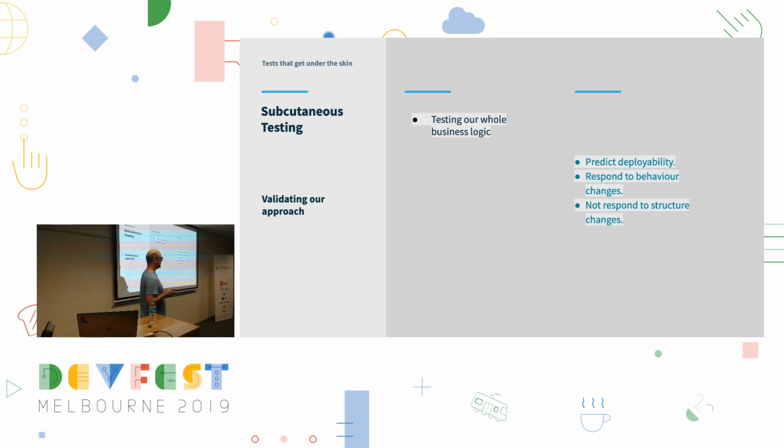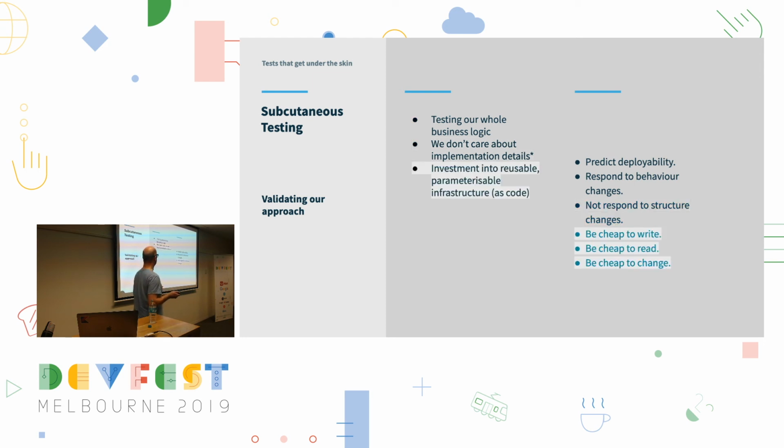Cool. So let's verify that against our definition of good tests, right? We're testing the whole business logic, which means we can predict our business logic and we respond to behavior changes, but we don't respond to structural changes because we literally know nothing about the structure. We don't care about the implementation details. If we do, we can still write a unit test for those little implementation details, right? But we don't have to. I'm not saying we shouldn't either.